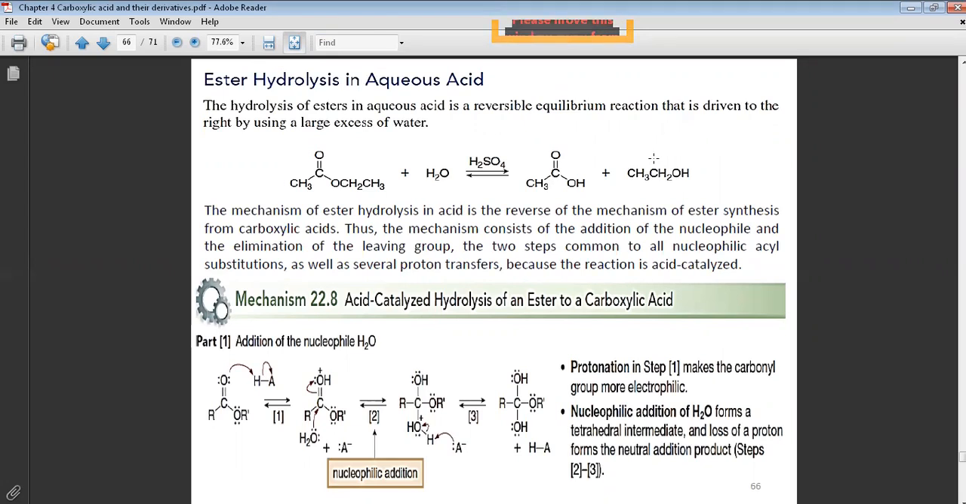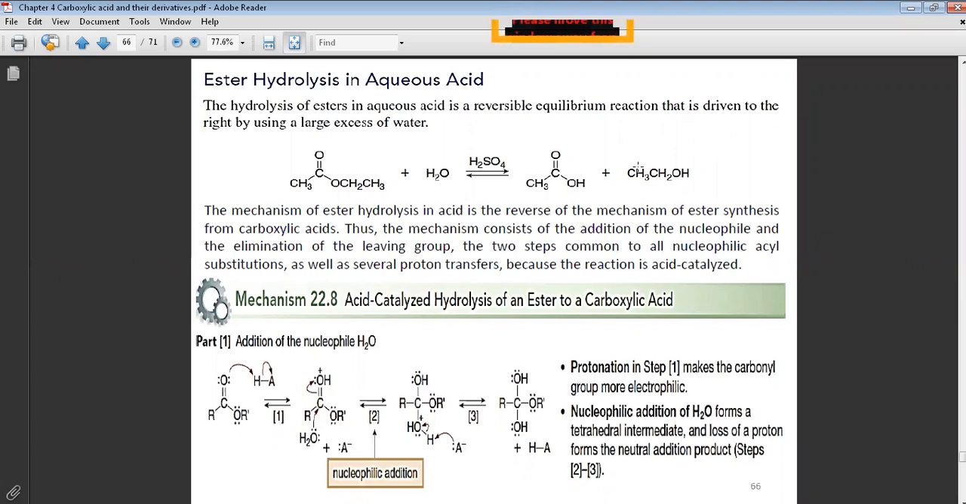It is the reverse of the acidification reaction. Exactly the reverse. Here, from the right to the left, is the acidification reaction. From the left to the right, it is the hydrolysis of the ester.